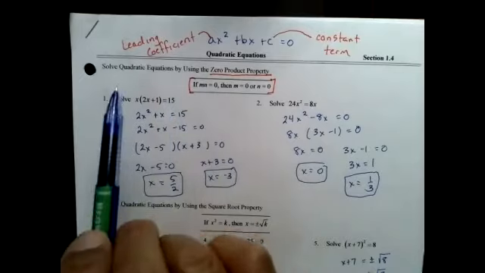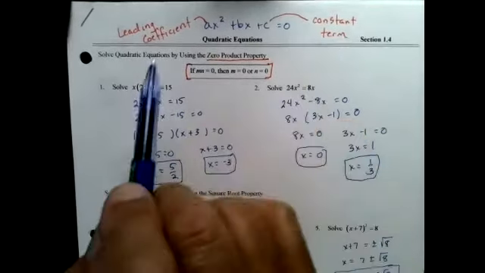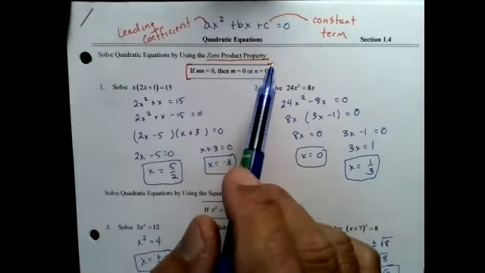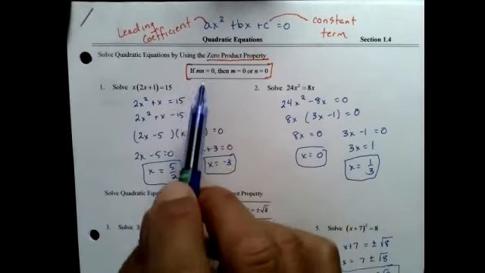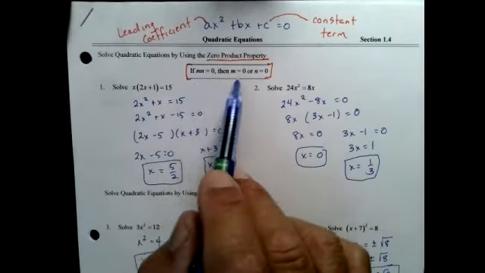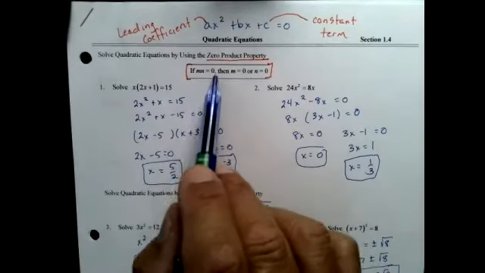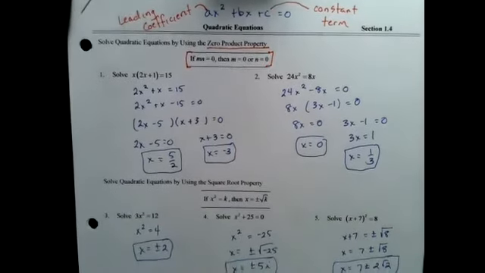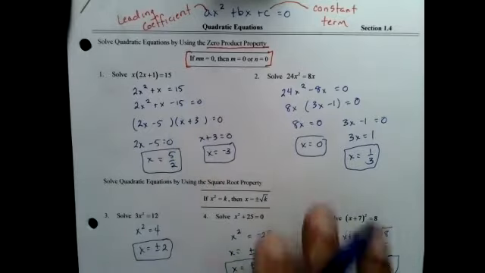All right, so let's solve them. Well, the first one, I'm looking at the directions. I didn't just start doing problems. And I see the zero product property. That means I have a product and it equals 0. If m times n equals 0, then m equals 0 or n equals 0. So if I can rewrite my quadratic equation like that, woohoo.